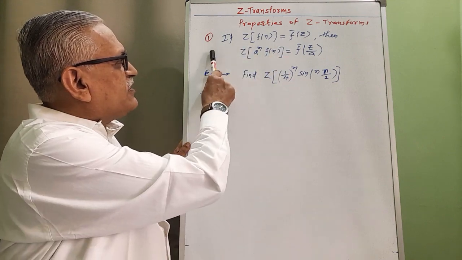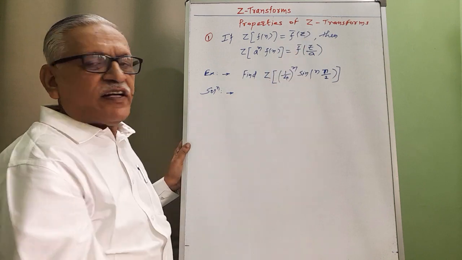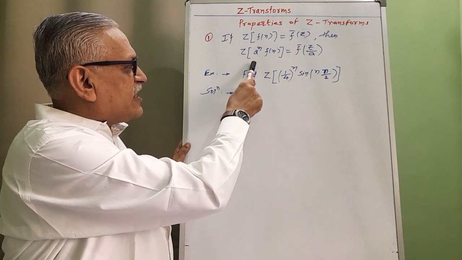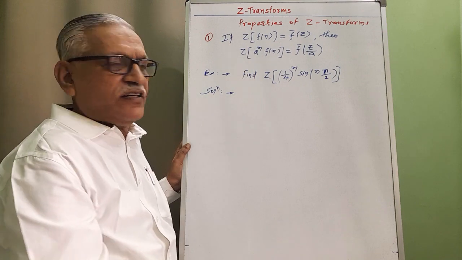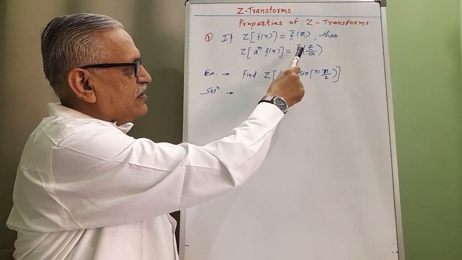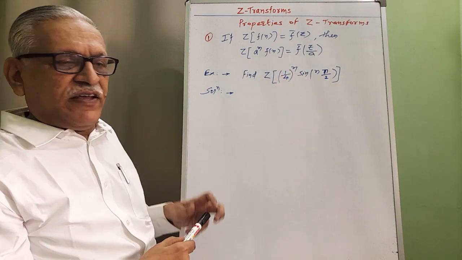The first property: if Z transform of f of n is equal to f bar of z, then Z transform of that function f of n multiplied by some a raised to n is obtained by replacing z by z by a, that is f bar of z by a.